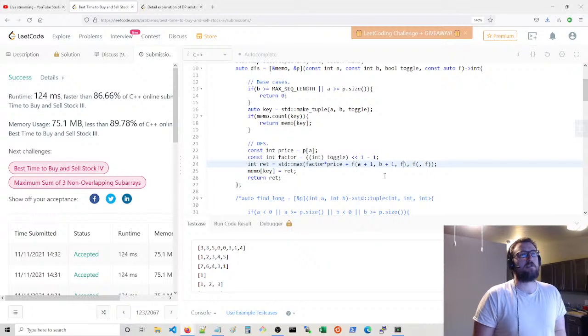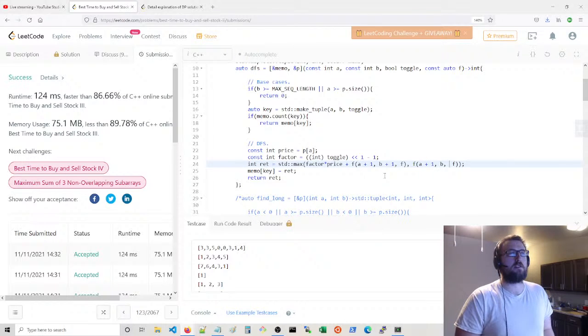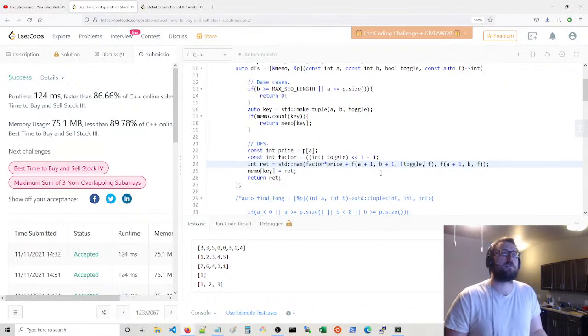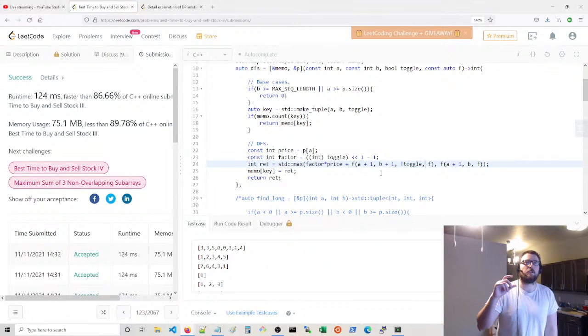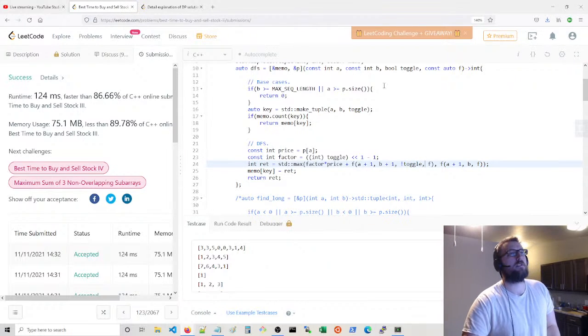So we consider B for this sequence. In this case, we don't increment B, but we do increment A, and we toggle because we did. These can be const.